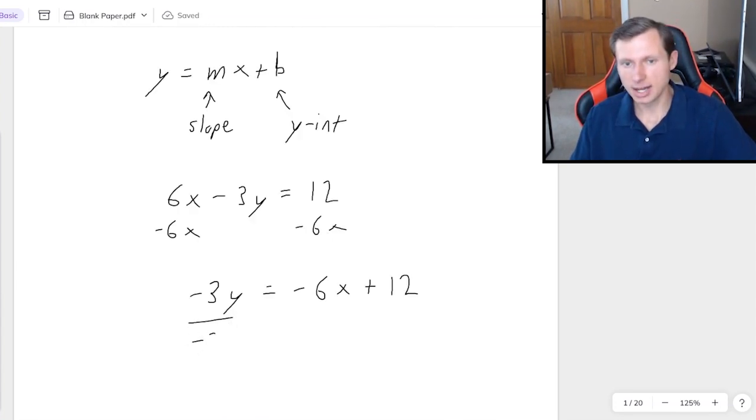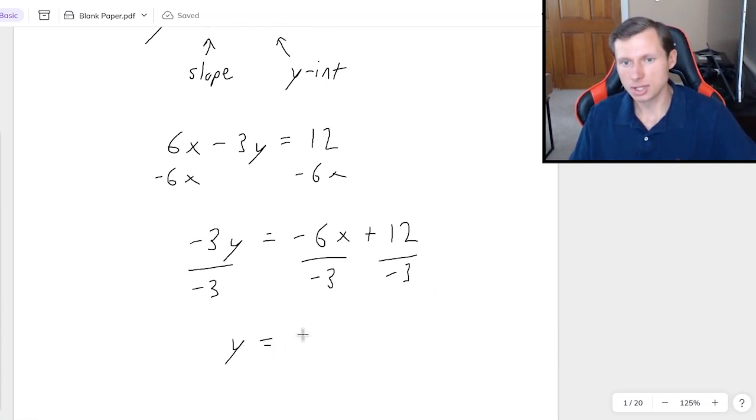And then we just divide everything by -3, like this. And we get y equals positive 2x minus 4, and there. Now I have my slope is 2, and my y-intercept is -4, and I'm ready to solve.